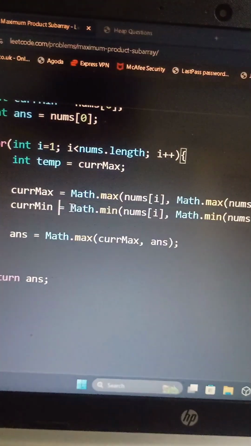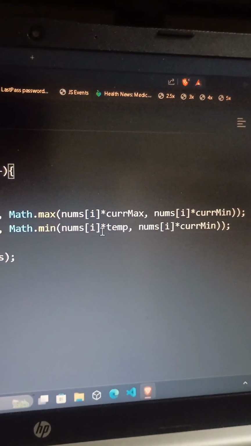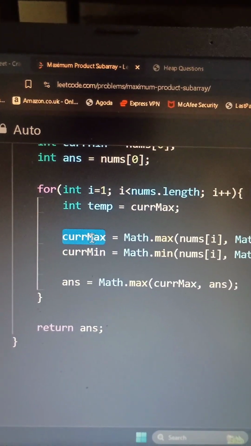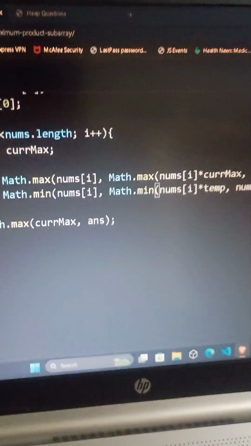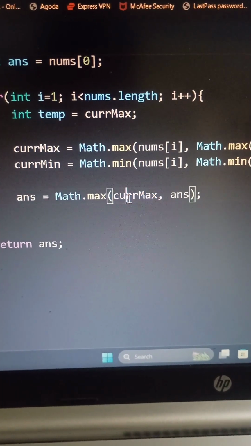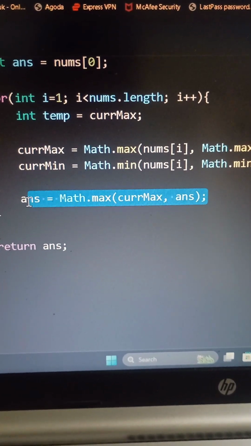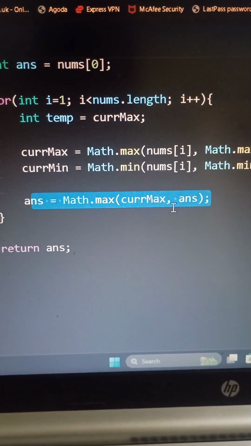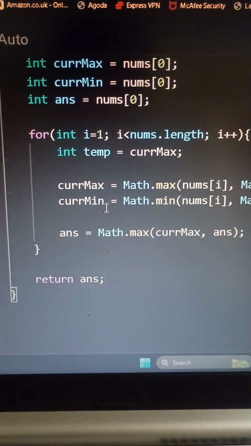And in min we just write the same, Math.min of num of i and num of i into temp. We wrote temp here because we already assigned a new value to the current max, so the previous value will be in temp. And for the answer, we take the max of current max and answer, and we return that after running the whole loop.